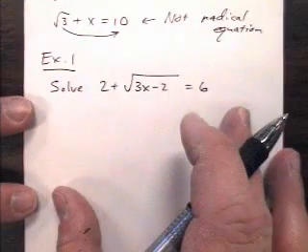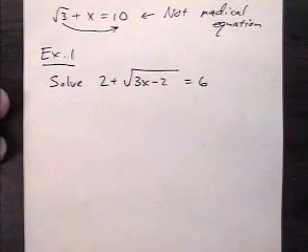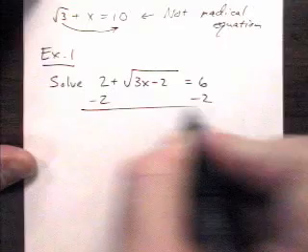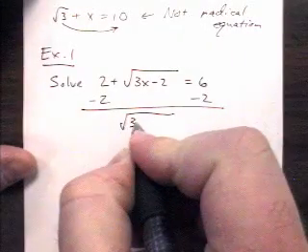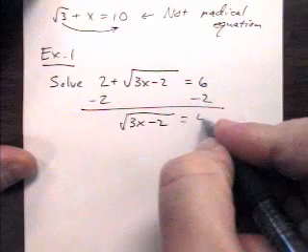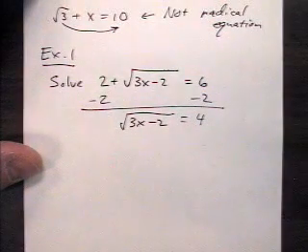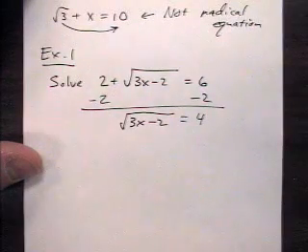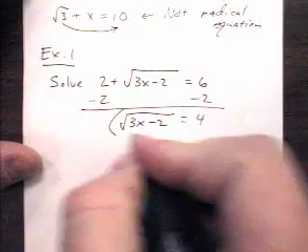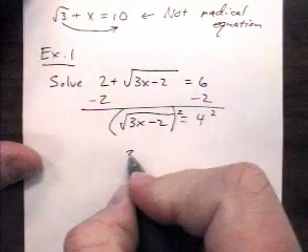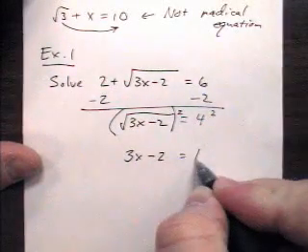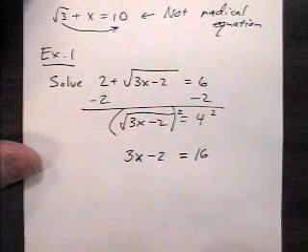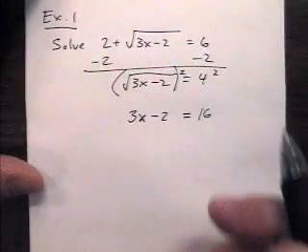In these examples, like example 1, in order to solve this, you've got to get rid of a radical. But before you do that, we talk about isolating the radical, which we did a lot of when we isolated absolute value bars. That's the first thing you need to do: isolate the radical, get the radical all by itself. Now to get rid of the square root, we're going to square both sides. And when we do that, we get 3x minus 2 equals 16. That's pretty simple to solve from there.